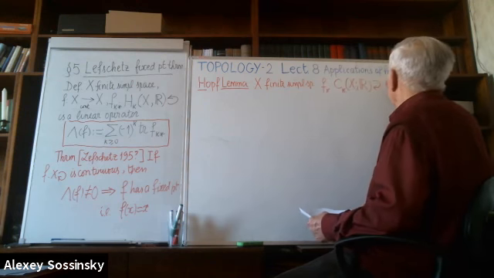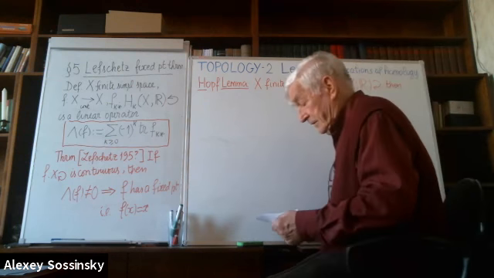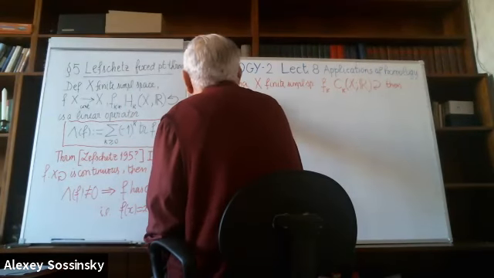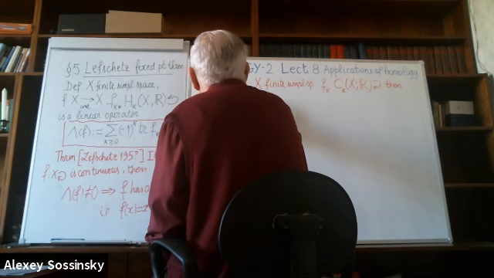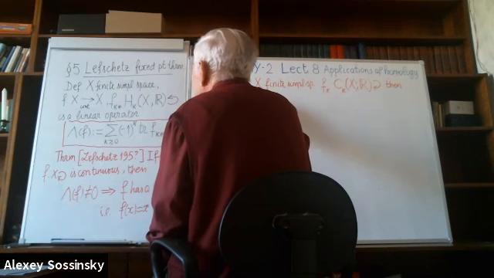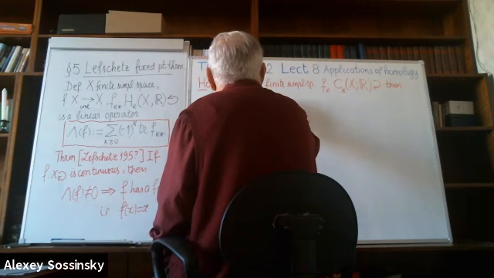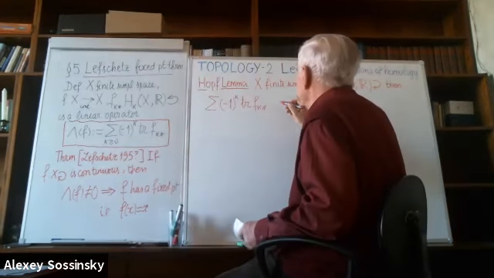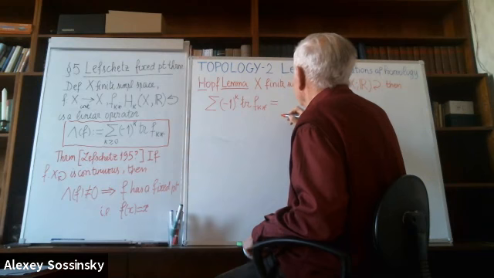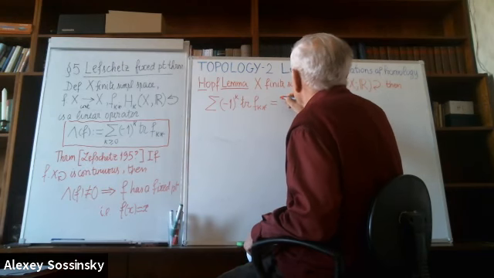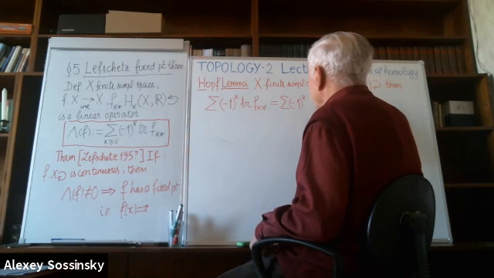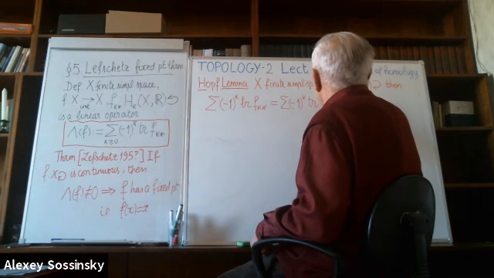Then we have the following. The sum of -1 to the k trace of k star is equal to the sum of -1 to the k of f of the trace of k.